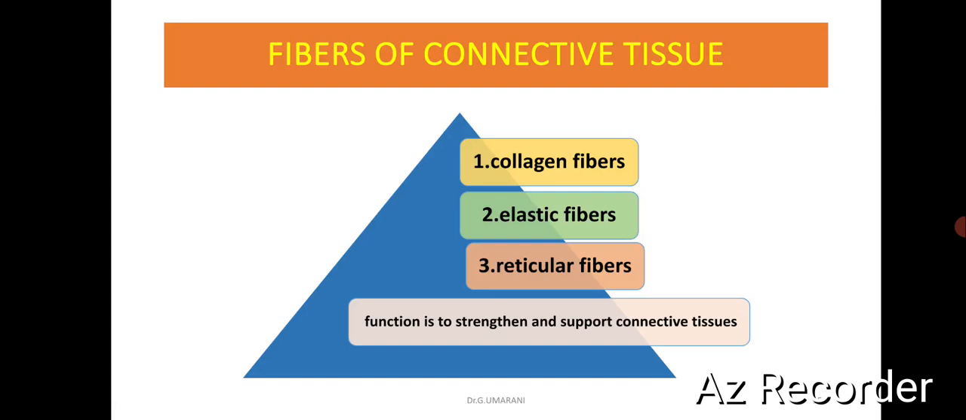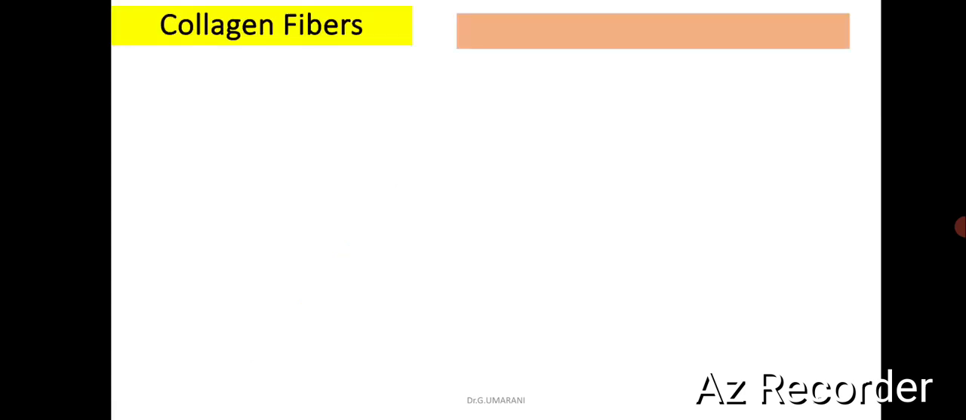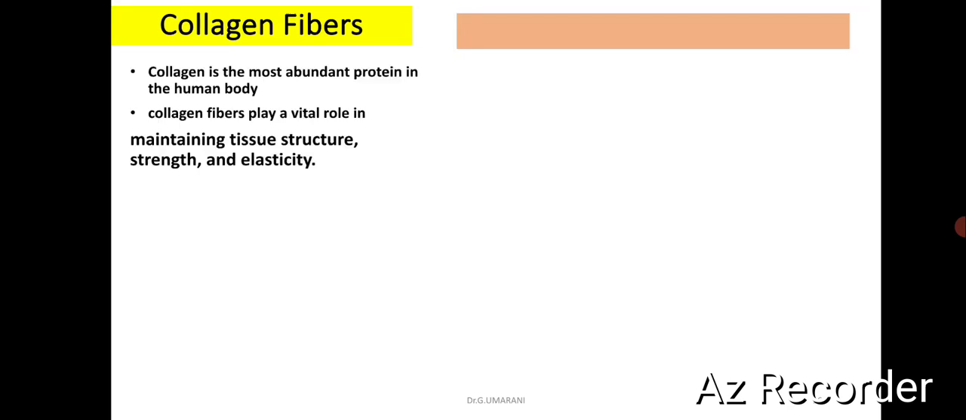Now coming to fibers of the connective tissue, there are three. Their function is to strengthen and support the connective tissue. They are collagen fibers, elastic fibers and reticular fibers. About the collagen fibers, collagen is the most abundant protein in the human body, and collagen fibers play a vital role in maintaining the tissue structure, strength and elasticity.